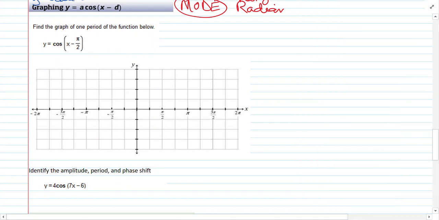All right, so let me put the calculator down, but that gives you an idea. You have to have played with it a lot to get anywhere near what you have. So here we're talking cosine. Cosine is A cosine x minus d. D is the transformation, the horizontal.